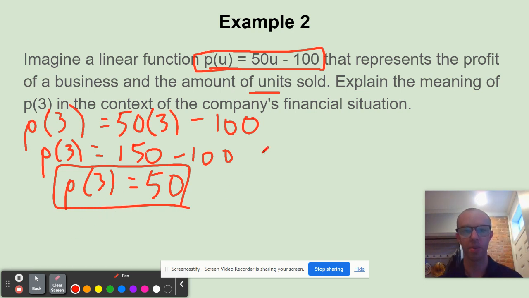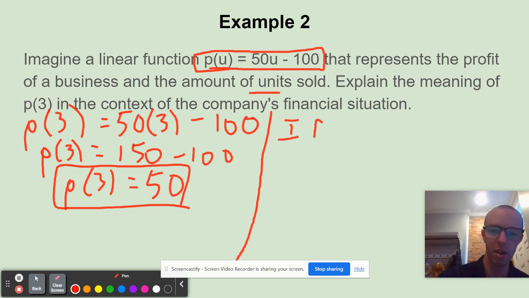All right, sorry, I had to pause the video real quick, and we're back. So yeah, we have the P of 3 equals 50. What does this mean? Well, it means if they sell 3 units, their profit is $50. If the input is 3 units, the output is $50. And so that's the answer to this question, all right?